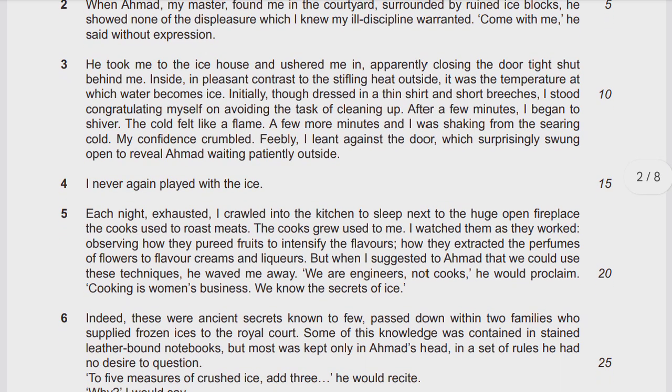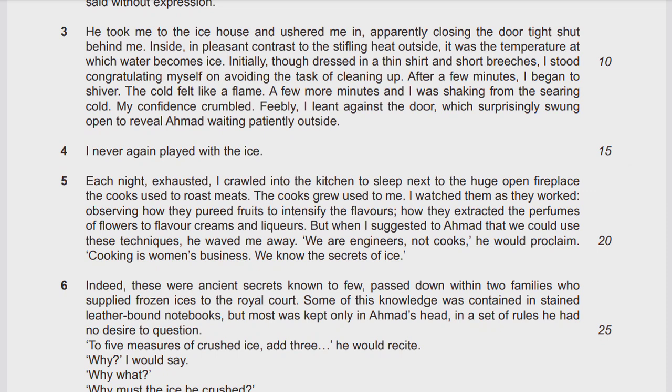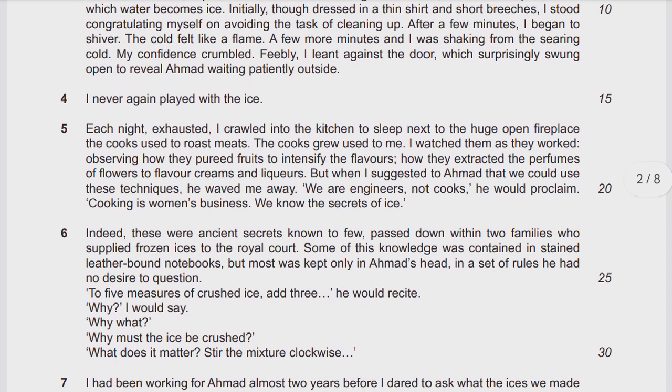Inside, in pleasant contrast to the stifling heat outside, it was the temperature at which water becomes ice. Initially, though dressed in a thin shirt and short breeches, I stood congratulating myself on avoiding the task of cleaning up. After a few minutes, I began to shiver. The cold felt like a flame. A few more minutes, and I was shaking from the searing cold. My confidence crumbled. Feebly, I leaned against the door, which surprisingly swung open to reveal Ahmed waiting patiently outside.